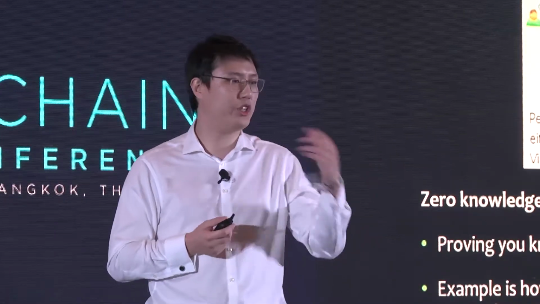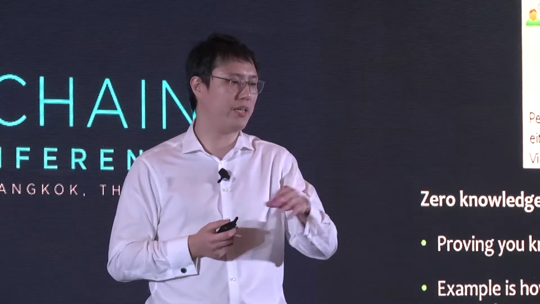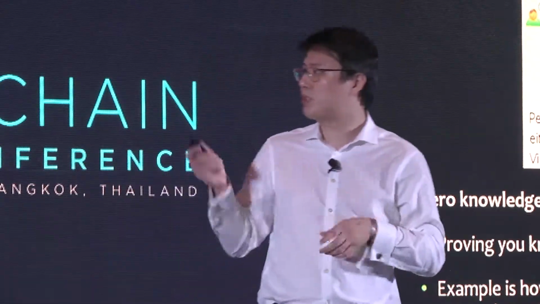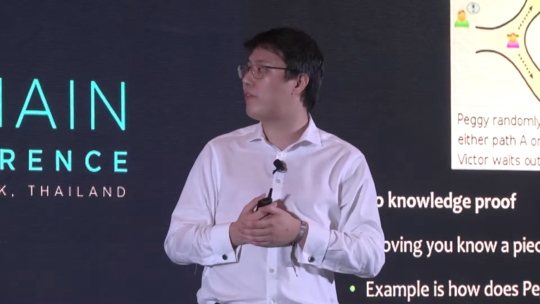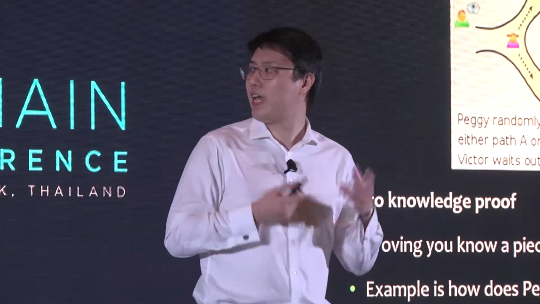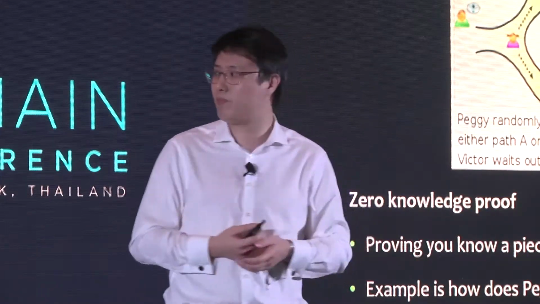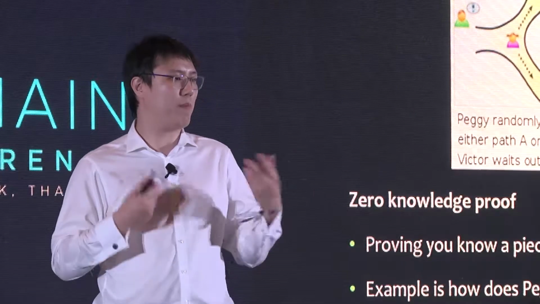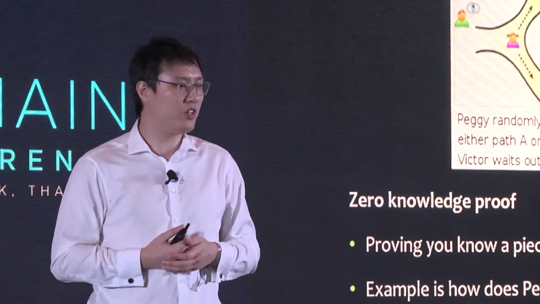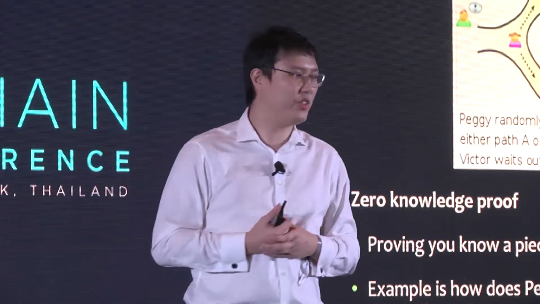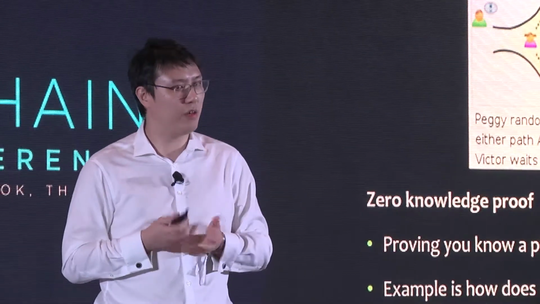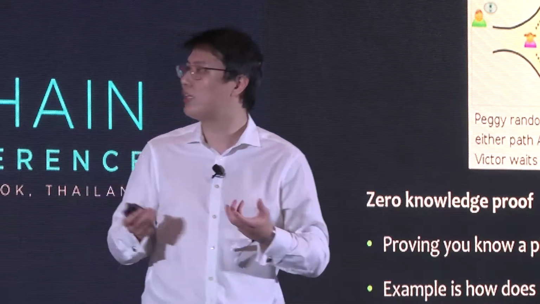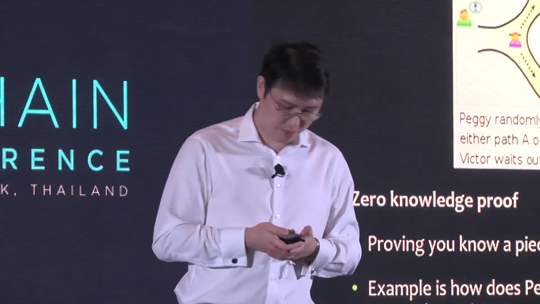In this case, Victor says, okay, Peggy, you go into the cave, and you come out from A or you come out from B, and he will just randomly say A or B. And Peggy keeps on coming out from the right side. When Victor says A, she comes out from A. When Victor says B, she comes out from B. And you do this millions and millions of times, and you're pretty sure that Peggy knows the passcode to that little secret door, but she has not revealed the passcode. So this is what a zero-knowledge proof is about.